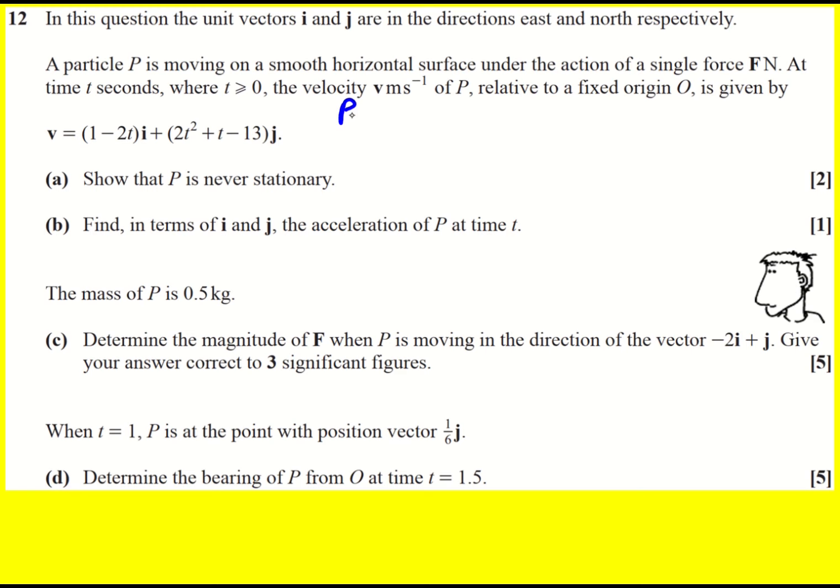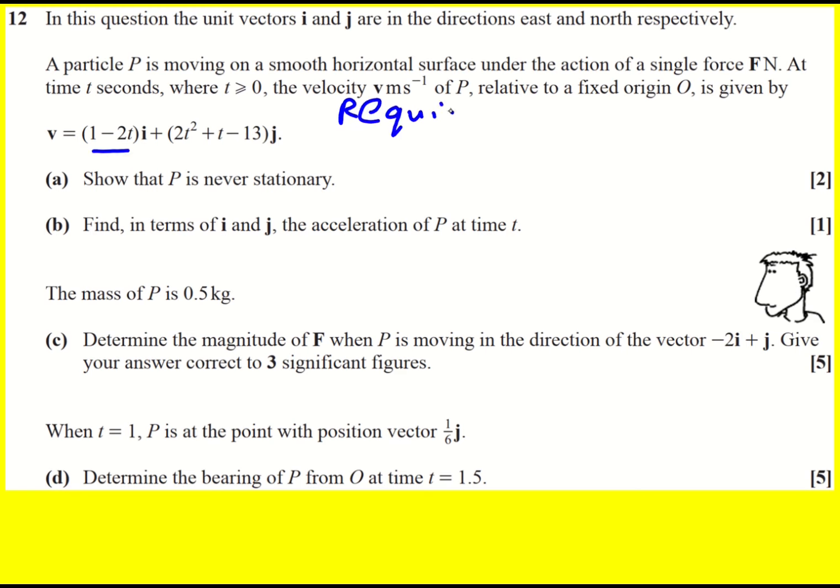We have variable acceleration here, because when you differentiate, although this will become constant, we'll have a function of t for j. So variable acceleration, just worth shouting out at the start. We're asked to show that P is never stationary. So the only way it could ever be stationary is if vector v is equal to 0, 0. So I'm just going to focus on the simpler one.